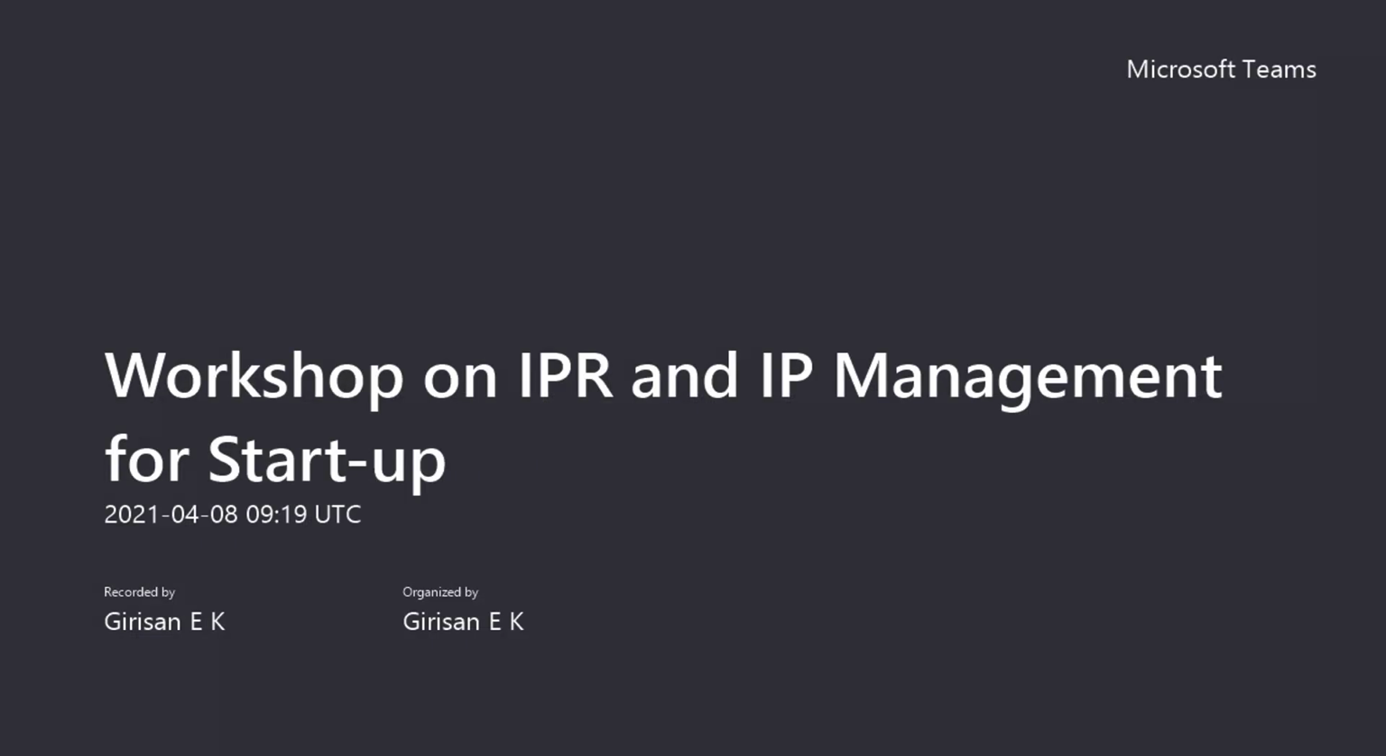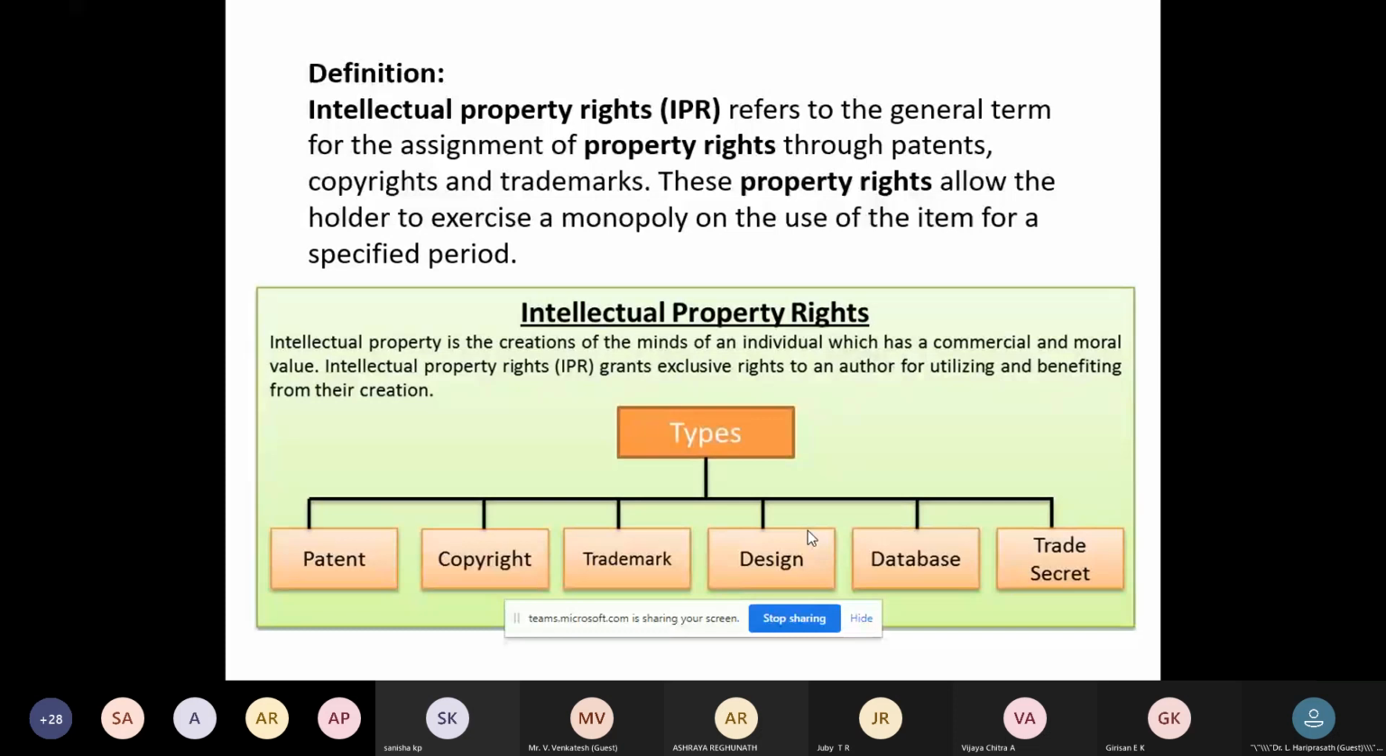IPR. The type of IPR that you have to do is a patent. Okay. And the next type is what we call copyright.